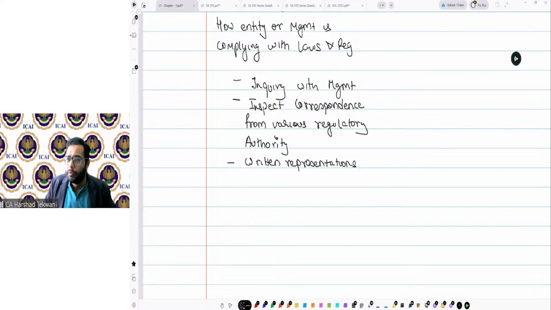Okay, so I will do that. And if I do not identify any non-compliance or suspected non-compliance, then I'm not required to perform further audit procedures with respect to the entity's compliance with laws and regulations, other than the ones I have discussed just now. So this is something I need to obtain with respect to the planning.